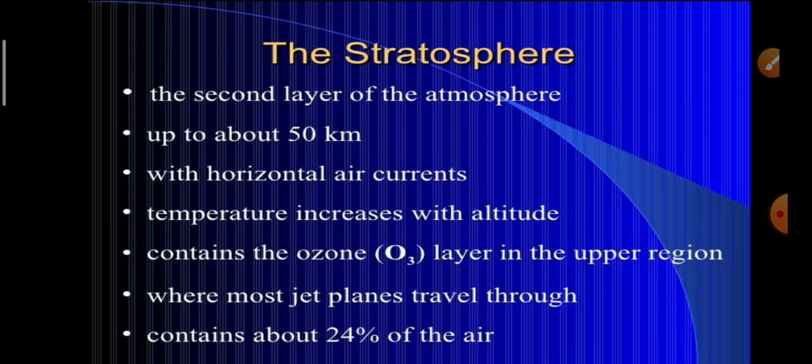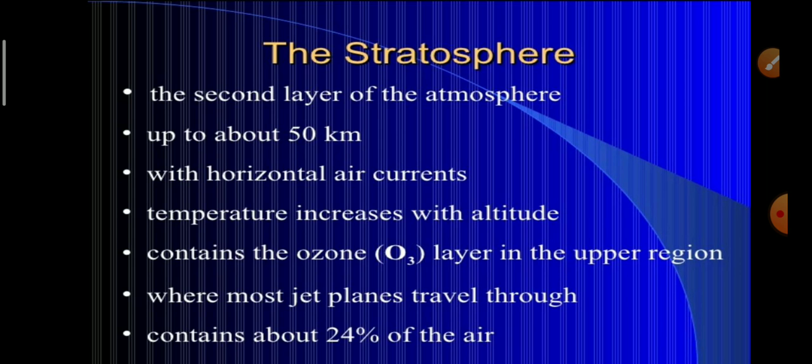Now, the temperature in this layer increases with height after about first 20 kilometer. In the zone of first 20 kilometer, there is a high ozone concentration, and it has formed its own layer. So it contains the ozone layer in the upper region. Ozone is a form of oxygen, and its chief function is filtering ultraviolet rays of the sun reaching the earth. It contains about 24% of the air.